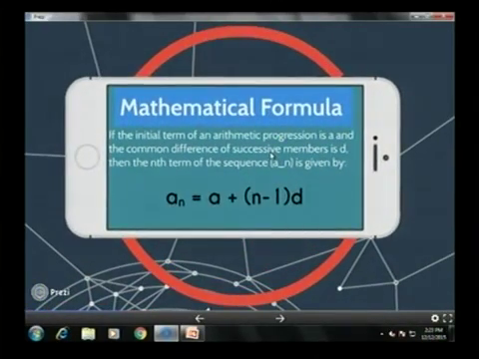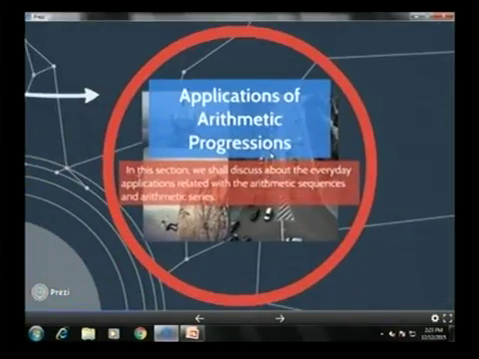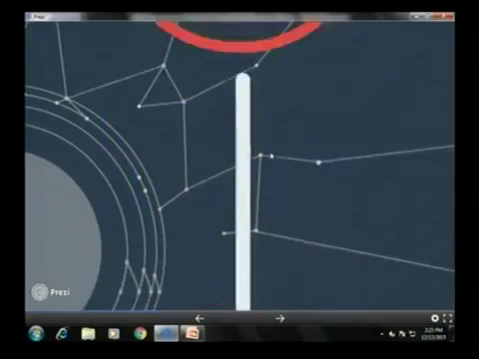And then the mathematical formula of an arithmetic progression is an is equal to a plus n minus 1 into d. And then applications of an arithmetic progression. Here in this session we are going to discuss the applications of an arithmetic progression.